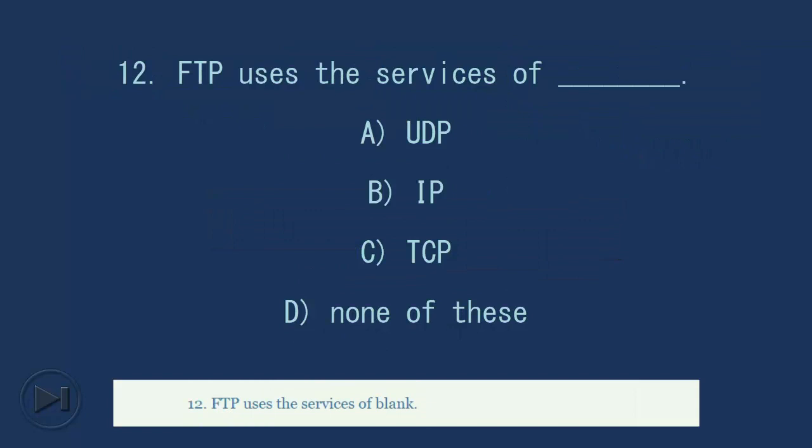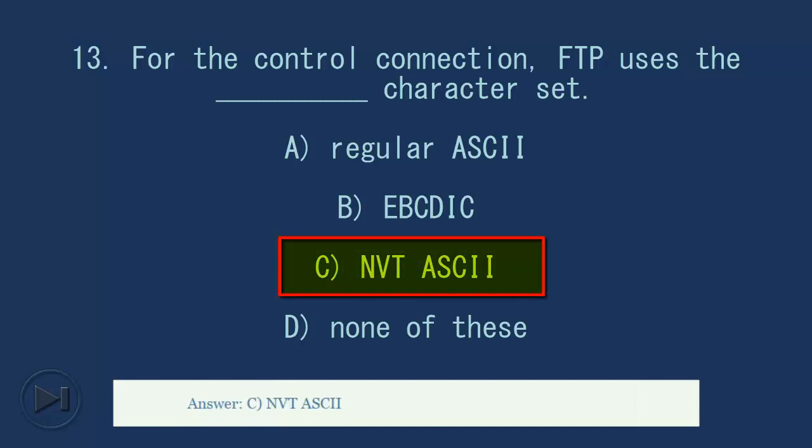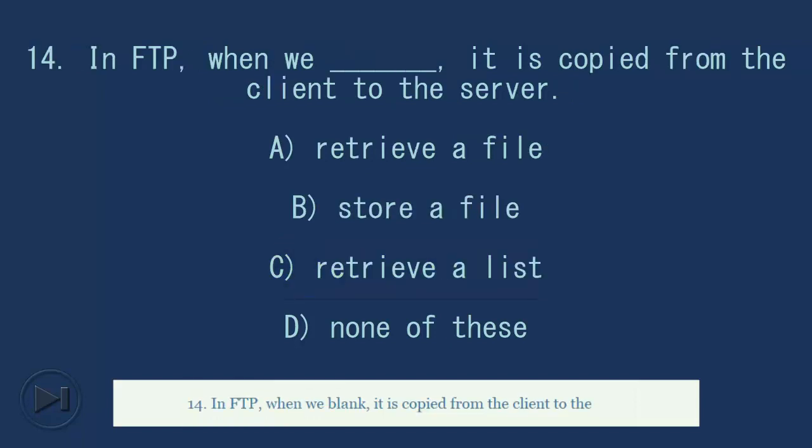12. FTP uses the services of blank. A. UDP. B. IP. C. TCP. D. None of these. Answer, C. TCP. 13. For the control connection, FTP uses the blank character set. A. Regular ASCII. B. EBCDIC. C. NVT ASCII. D. None of these. Answer, C. NVT ASCII.